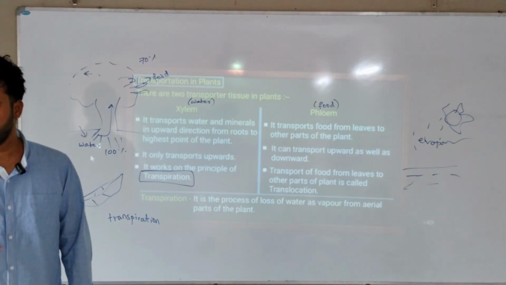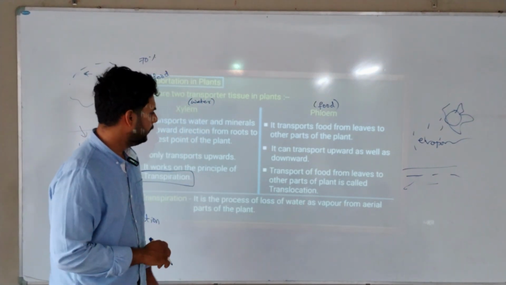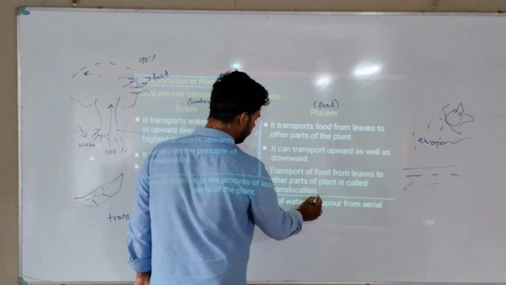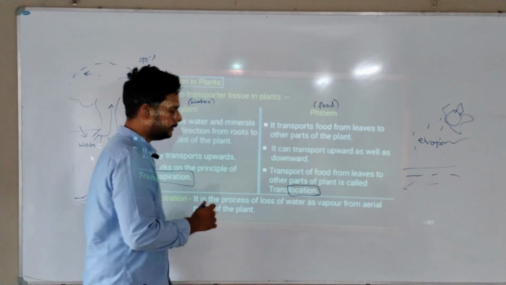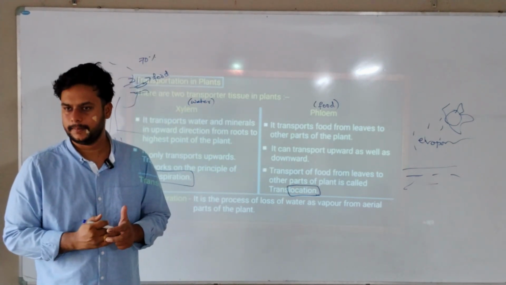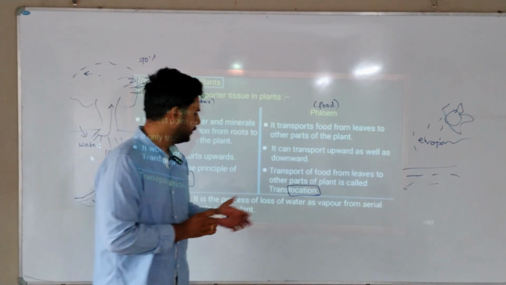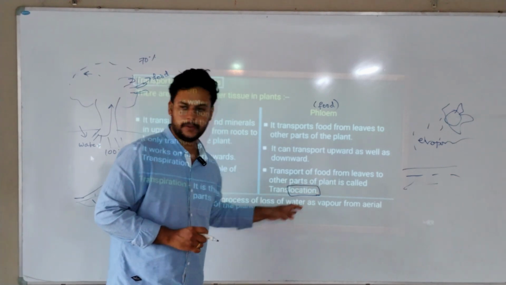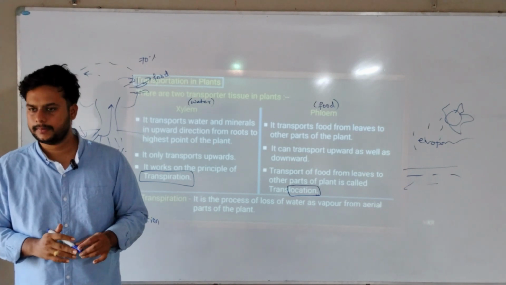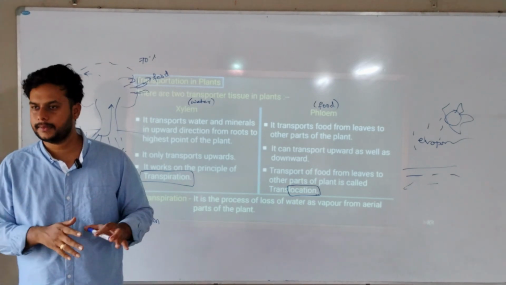Any doubts? First point. Second, translocation. Transport of food from leaves to other parts of the plant is called translocation. The name itself is saying location. Translocation means transport of food. Whatever food is prepared in the leaves should be transported to all parts of the plant. That is very easy. Any doubts? Food transportation from leaves to other parts of the plants is called translocation.